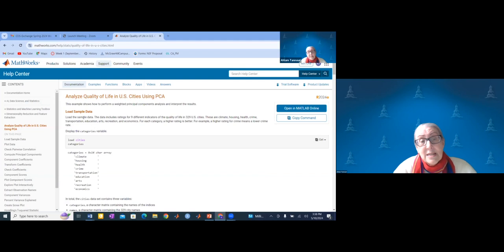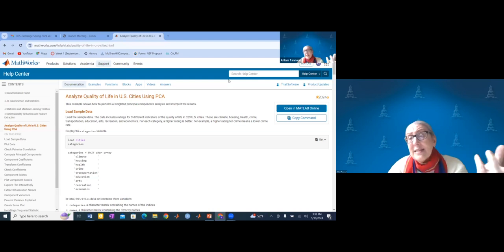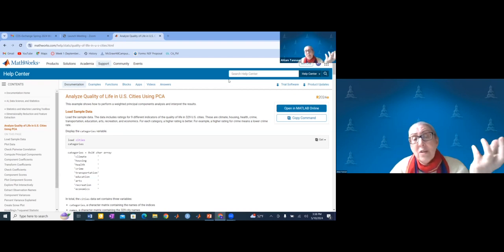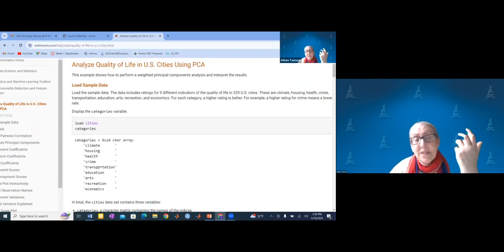So this is the MATLAB documentation that I tell the students to go to. First you have to load sample data. The sample data is already ready-made in MATLAB examples. So first they have to go through that, run it themselves, etc. And after that, they have to create their own, but this is a very good example that I like a lot. The categories given are about the climate, housing, health, crime, transportation, education, arts, recreation, and economics.